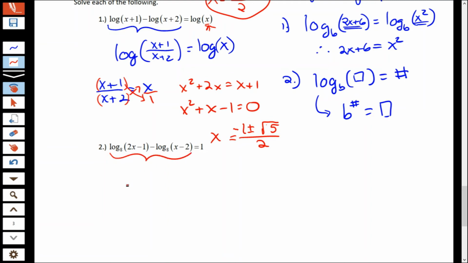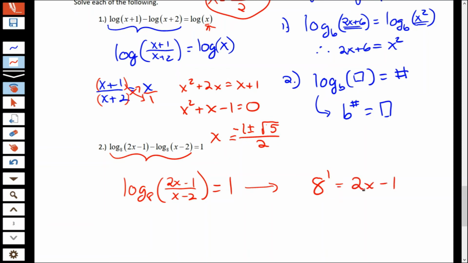It's still got the difference. We still want to combine these to get log base 8 of 2x minus 1 over x minus 2 equals 1. But we're not going to be setting these things equal to each other because I don't have a log on this side. Instead, we're going to convert this to an exponential equation. 8 to the first power equals 2x minus 1 over x minus 2.